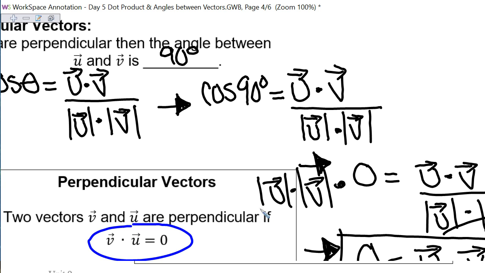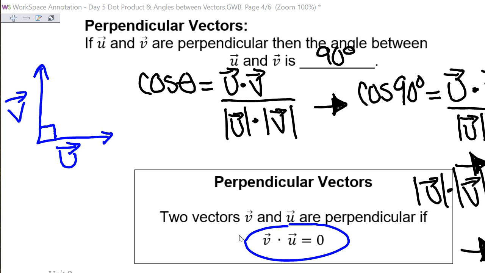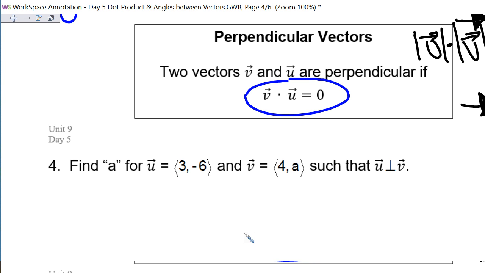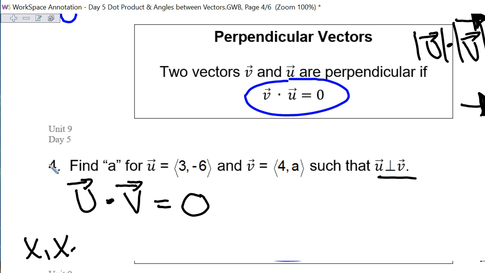And as a reminder, how do you find the dot product? x1 times x2 plus y1 times y2. So just as a reminder. Okay, so now let's do number 4. It says to find the variable a for vector u is 3, -6, and vector v is 4, a, both of those vectors in component form. And we want vector u to be perpendicular to vector v. So in order for those vectors to be perpendicular, that means their dot product has to equal what? 0. And the formula for dot product that you also need to memorize is x1 times x2 plus y1 times y2.